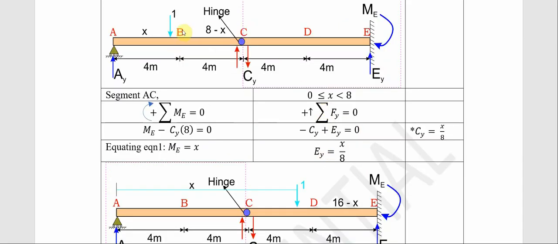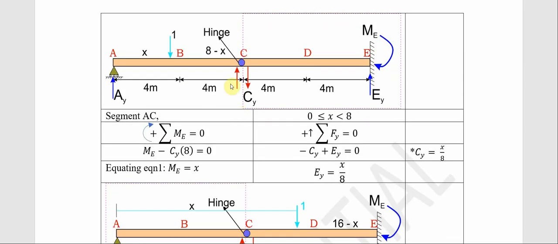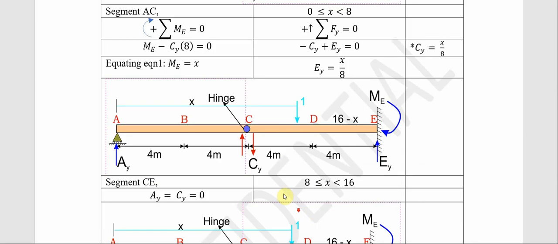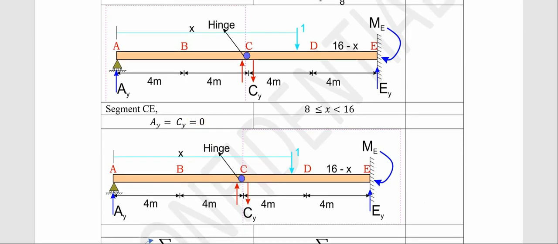Proceeding to the next one, this time around we want to consider segment C to E, and this time we are considering the distance 8 less than or equal to x, which is less than or equal to 16, that is considering this side. So I will say consider this side, then we look at this side in the calculation. So I want to consider segment CE, with x between 8 and 16, that is from this portion to this portion.